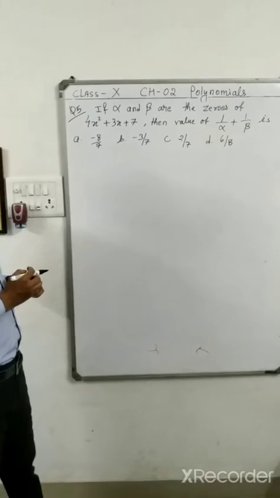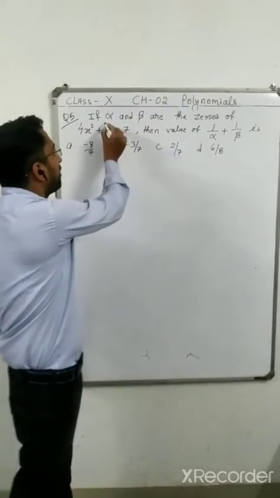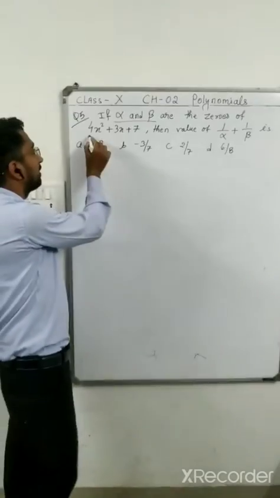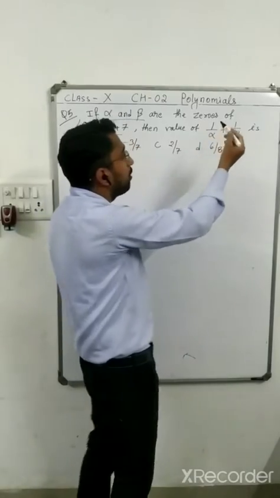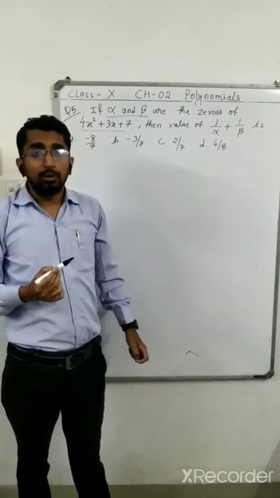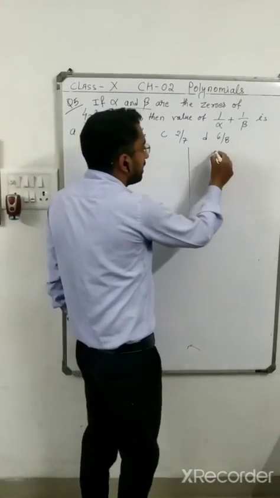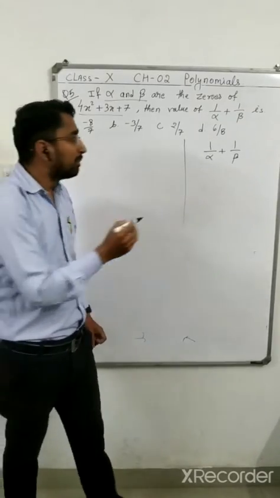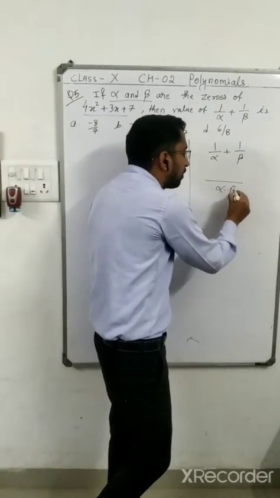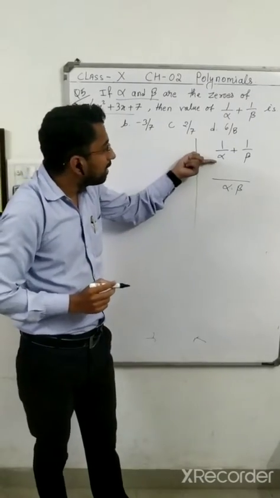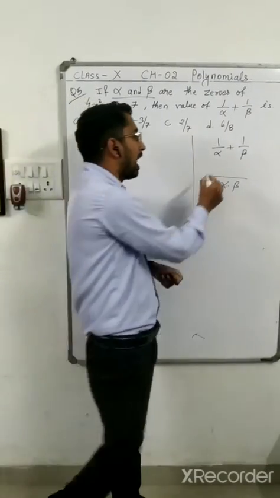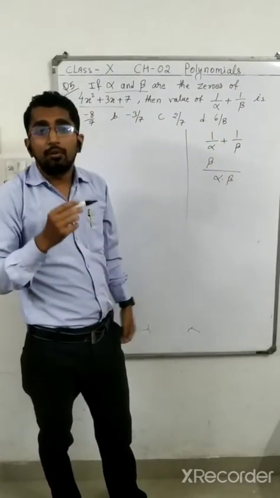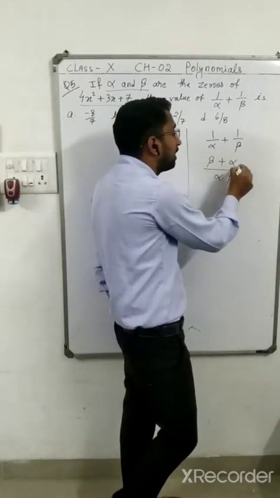Let us see question number 5. Here we have alpha and beta as the two zeros of this polynomial. Then we need to find the value of 1 upon alpha plus 1 upon beta. So let us first simplify this. If it is 1 upon alpha plus 1 upon beta, I want to take LCM. We don't know the numbers, so their product only will be the LCM. Where there is alpha in the denominator, I will multiply by beta. Beta into 1 is beta only. Where there is a beta, I have to multiply with alpha. So alpha into 1 is alpha itself.